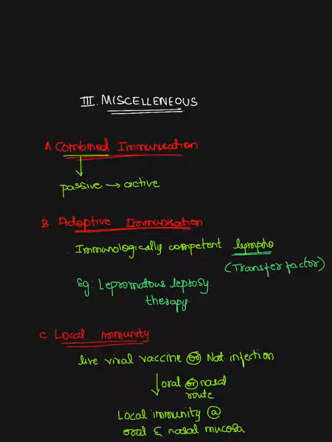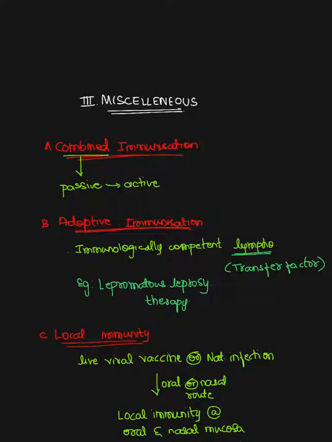Coming to the miscellaneous types of immunity and immunizations, the first is combined immunization. As the name suggests, both active as well as passive immunization are done. But the passive will take over first, because it is short acting and has almost no latency period. Until the active immunity takes over, it will keep on acting.